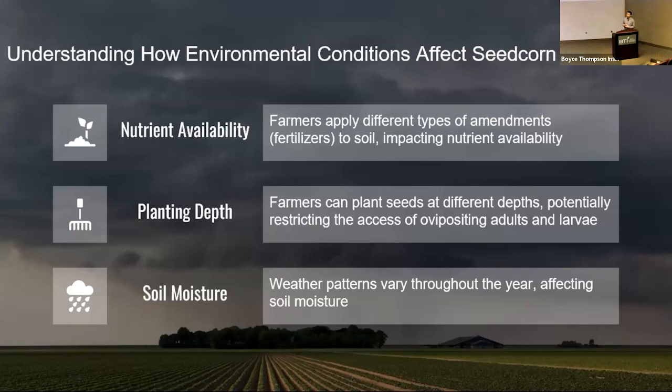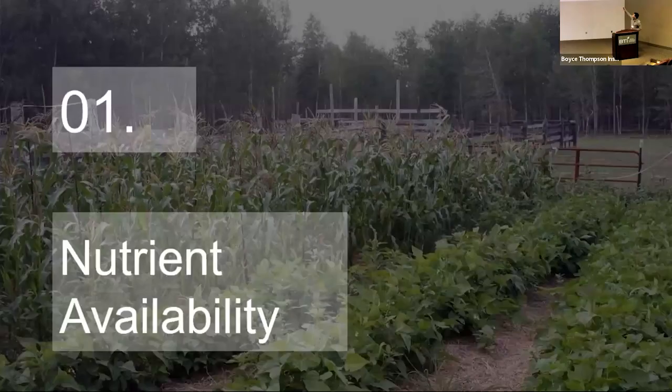And finally, we looked at soil moisture. So we know that precipitation patterns change throughout the year, and irrigation is another factor. And those both impact how moist the soil is. That can impact their performance.